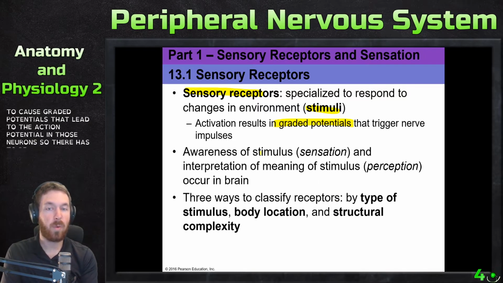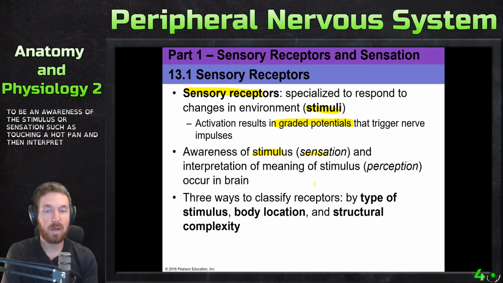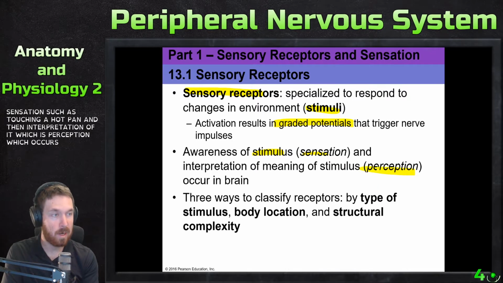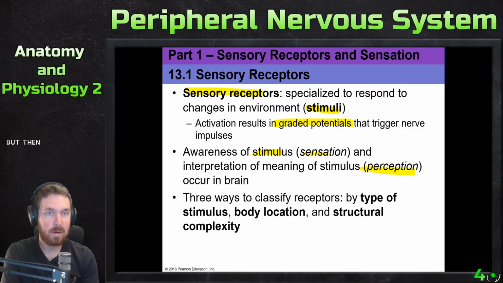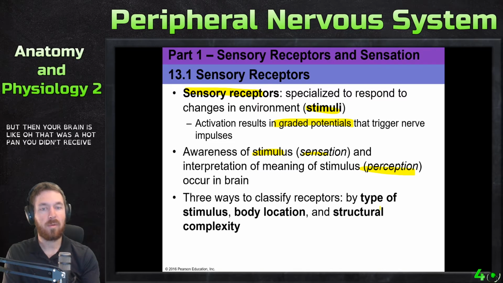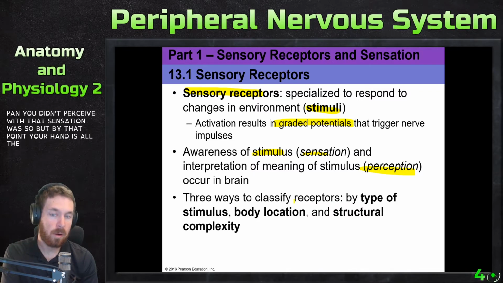There has to be an awareness of the stimulus or its sensation, such as touching that hot pan, and then interpretation of it, which is perception, which occurs in the brain. So you touch a hot pan, your hand is only like, oh, that was hot, and you move your hand away. But then your brain is like, oh, that was a hot pan. You then perceive what that sensation was. But by that point, your hand is already away from the pan.